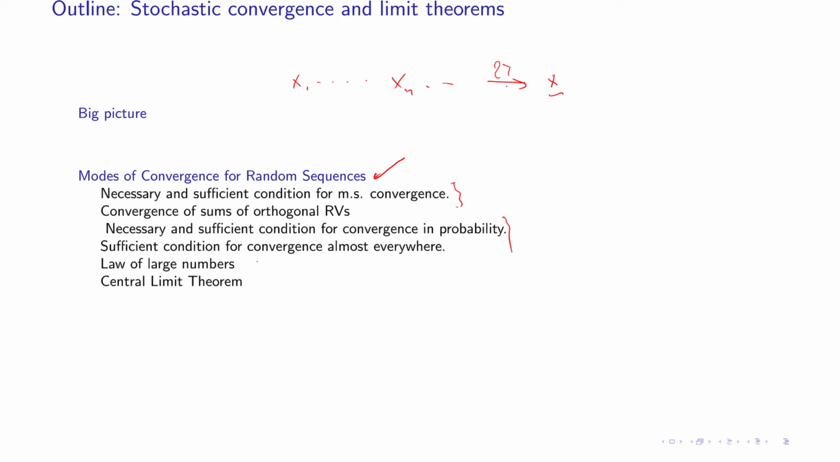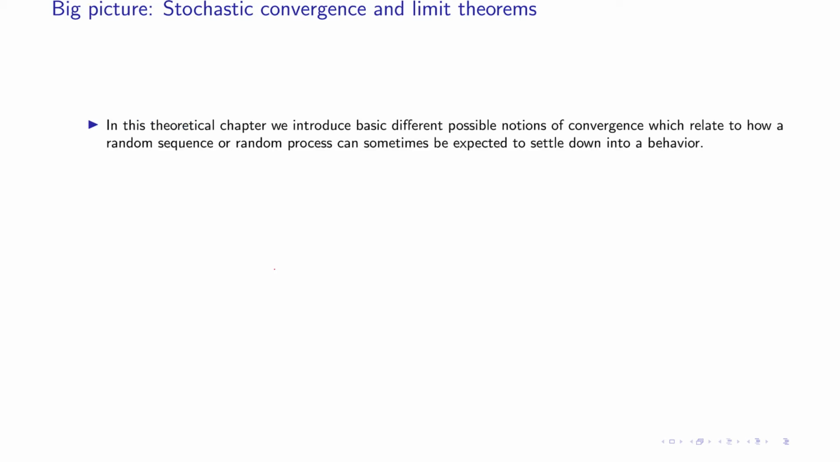Once we learn those, we learn about the law of large numbers, and specifically we give an example of the central limit theorem. In this theoretical chapter, we'll introduce basic different possible notions of convergence, which relate to how a random sequence or random process can sometimes be expected to settle down into a behavior. For instance, the mean of a random sequence may, after time goes by, become constant. In that case, we say the random process is converging in the mean sense. For example, if a random sequence eventually behaves like a constant value in some sense.